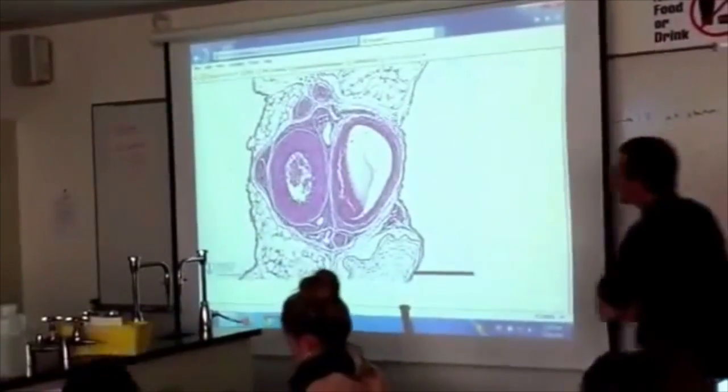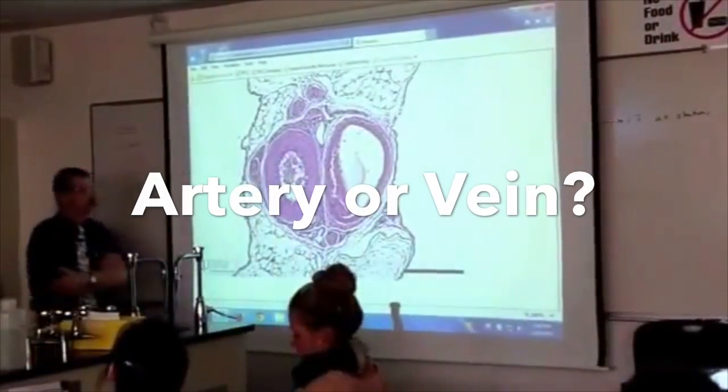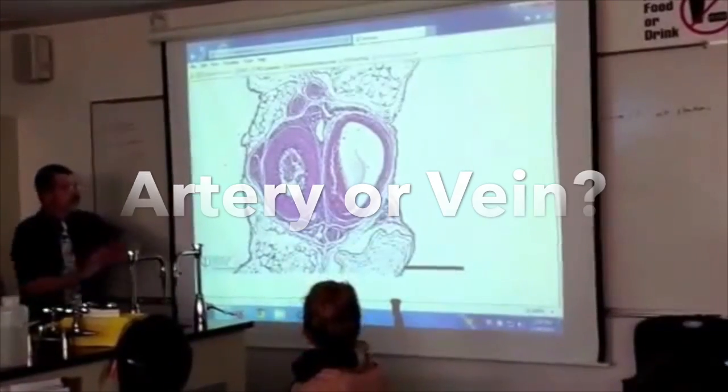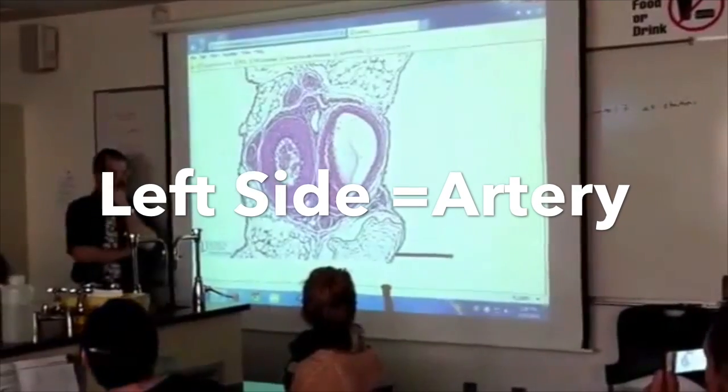First question is, there's an artery and a vein on here. Which one is which? This one is which one? Artery. That's right. How did you know? Because the artery has to push the stuff.